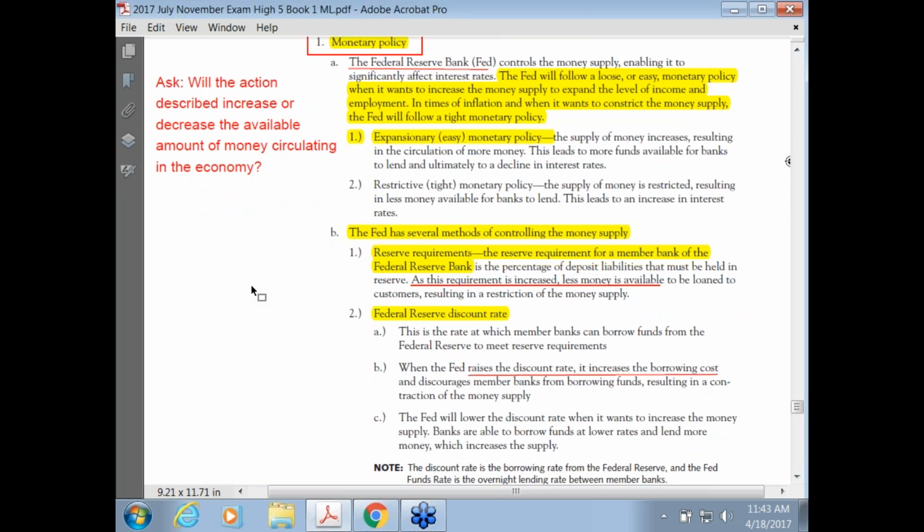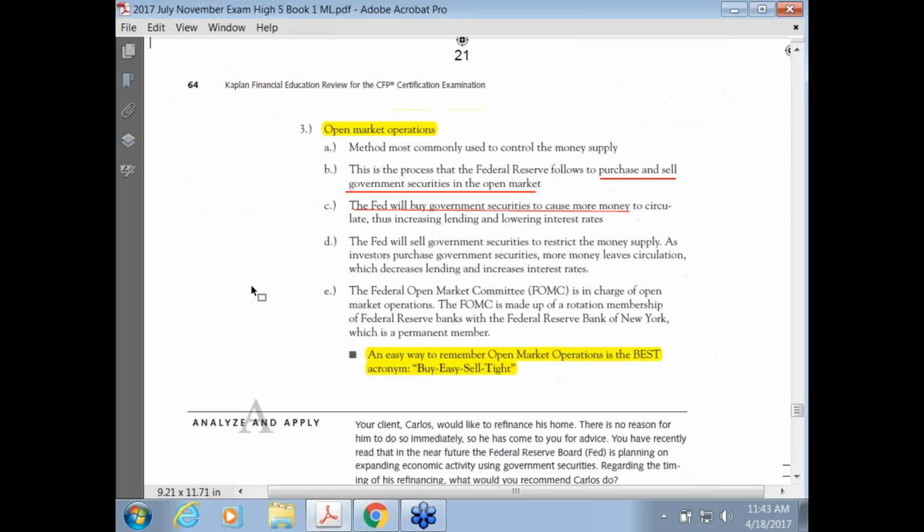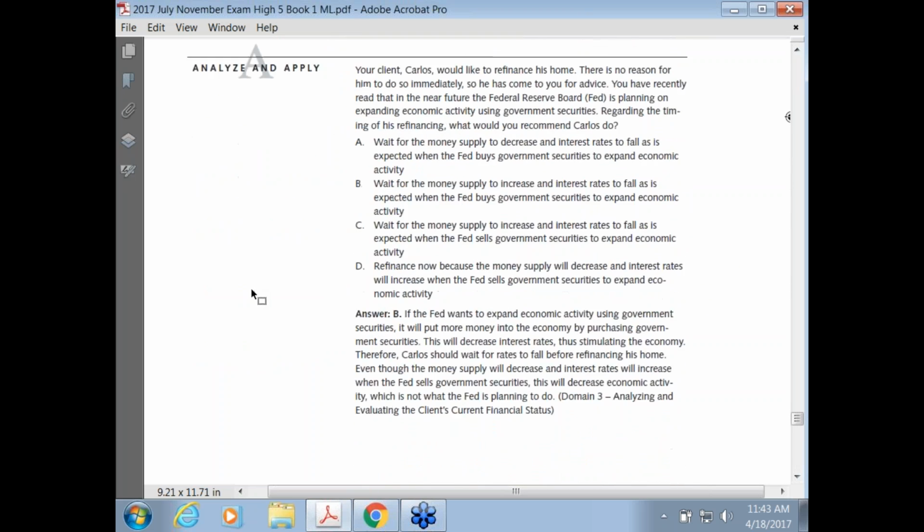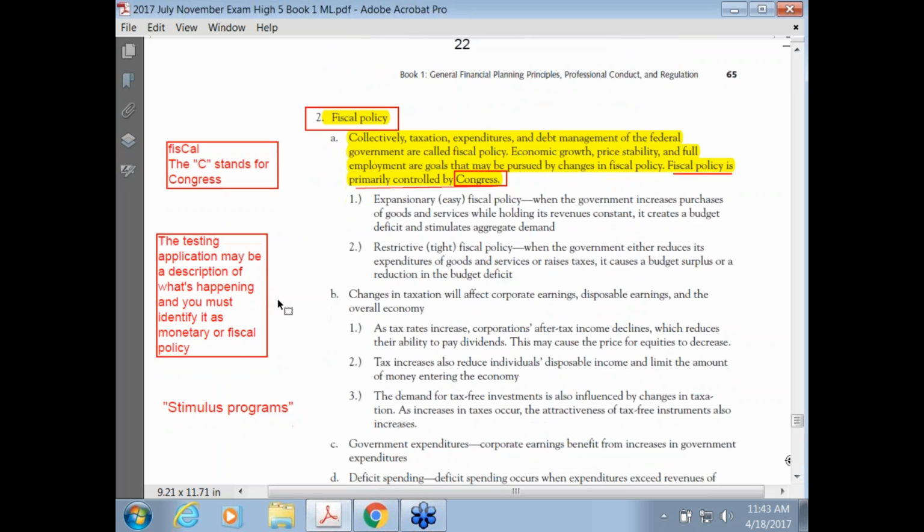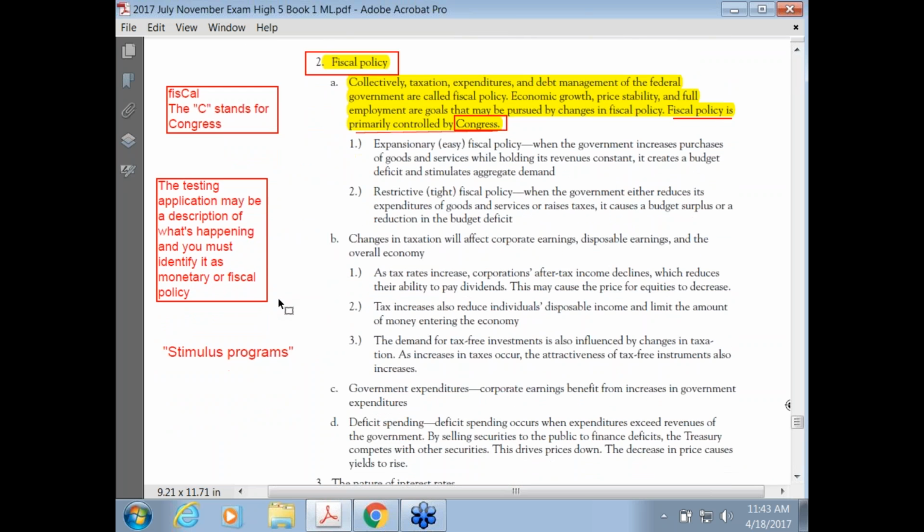So make sure you give this section a look, and then you want to contrast that to fiscal policy. Whereas monetary policy is influenced by the Fed, fiscal policy is set by Congress.